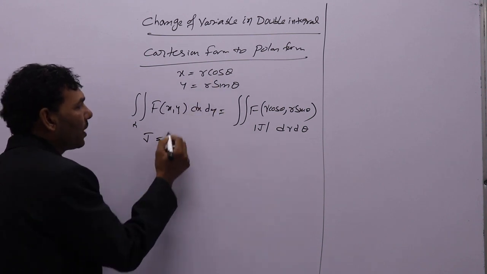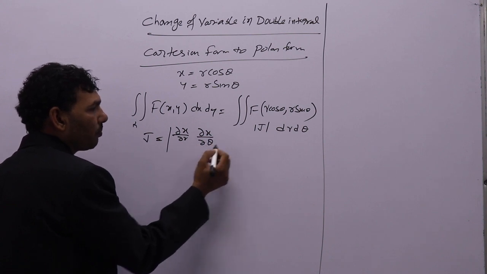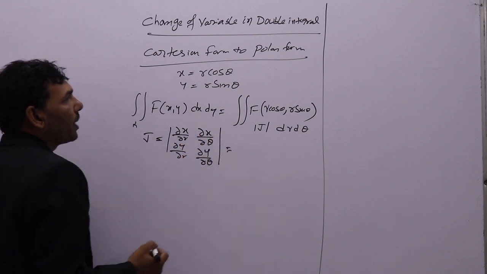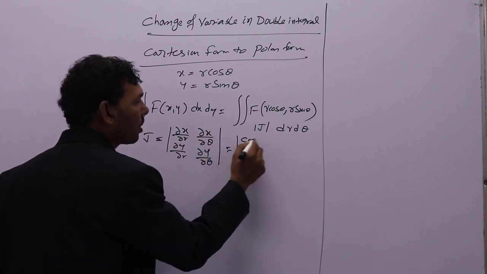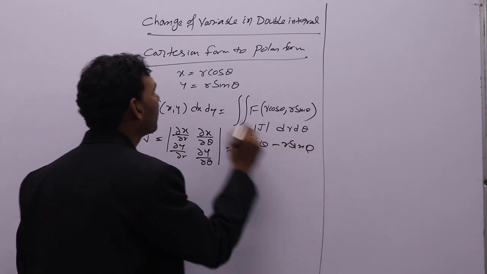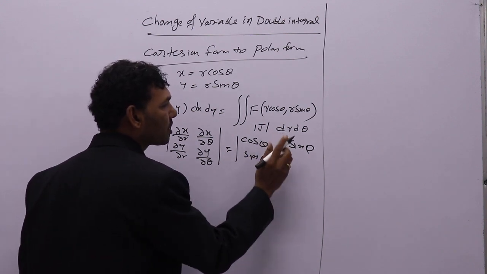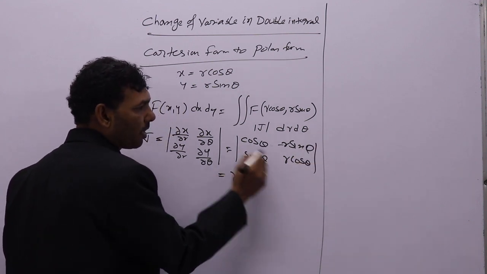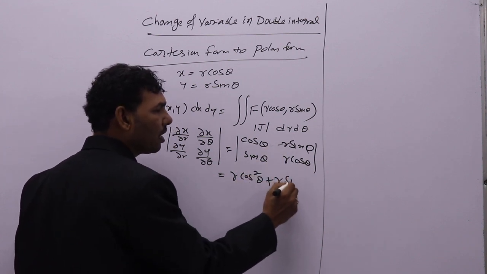Jacobian of these two functions: dou x by dou r, dou x by dou theta, dou y by dou r, dou y by dou theta. What is dou x by dou r? If we differentiate with respect to r, differentiation of r is 1, so cos theta. Differentiation of cos theta is minus sin theta, so minus r sin theta. Differentiation of y with respect to r is sin theta. Next, differentiation of sin theta is cos theta. Now multiply: r into cos theta, cos square theta, minus into minus plus r sin square theta.